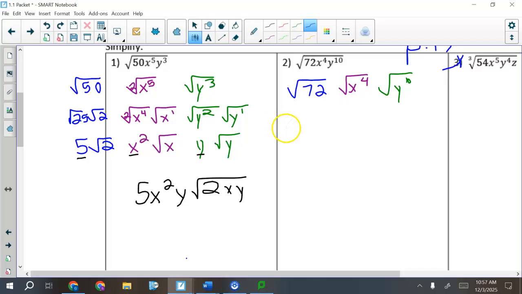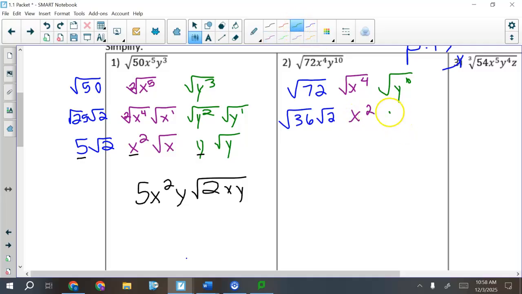All right, for the 72, we can break that up into 36 and 2. If you did 9 and 8, that is not incorrect. You just have to go further because we can still take a 4 out of the 8. So we did 36 and 2. Now notice this is already an even power, so we don't need to break that up. We can just take the square root of x to the fourth, which is x squared.